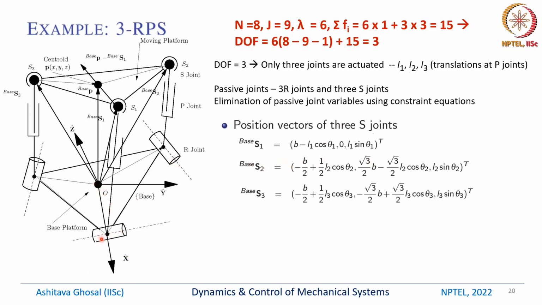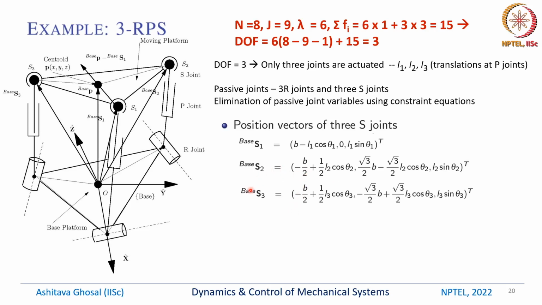B is the length from O to this rotary joint. Basically it is a centroid, an equilateral triangle, and the radius of the circle circumscribing this equilateral triangle is B. This is L1 going this way, and this angle is theta 1, hence it will be B minus L1 cos theta 1. The y coordinate will be 0, and the z coordinate is L1 sin theta 1. The z coordinate is going along this vertical direction.